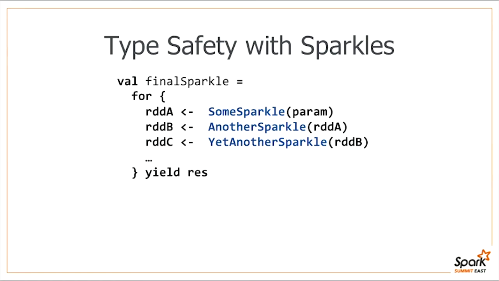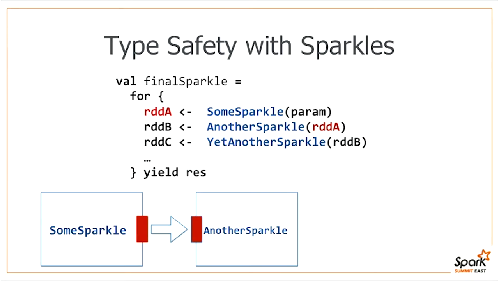Cool. On to the benefits. So we saw the code. High-level benefits: first of all, we achieve very nice type safety between Sparkles. So again, let's look at a for comprehension. You have one Sparkle, or some Sparkle. The output of some Sparkle is fed into yet another Sparkle. And the output of yet another Sparkle is another Sparkle, and the output of that is fed into yet another Sparkle. It's a chain at the end of the day.